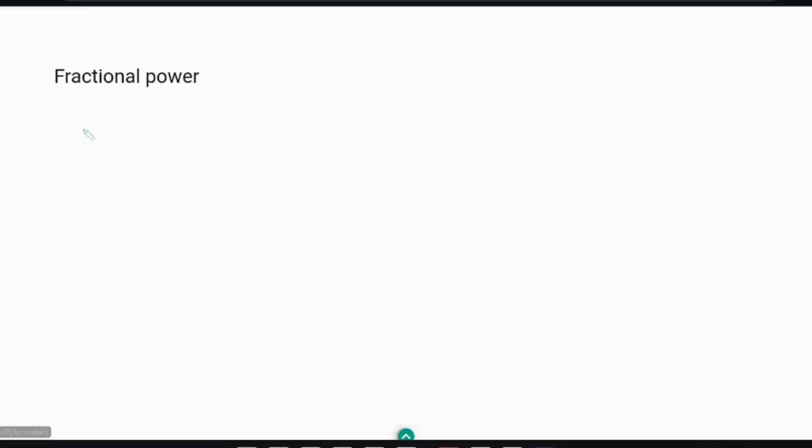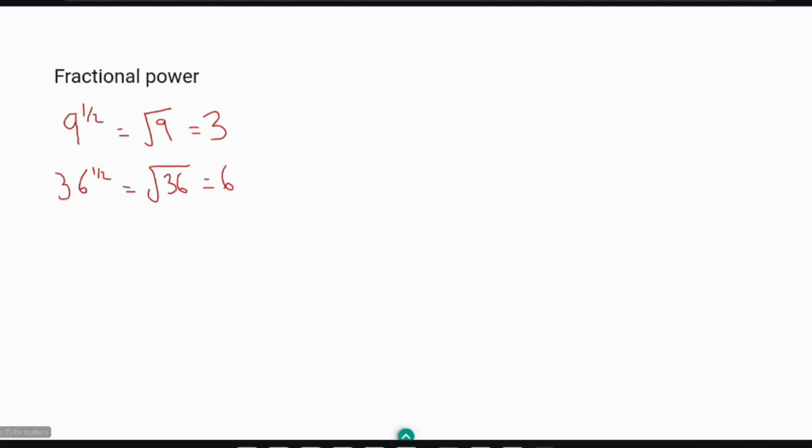Okay, fractional powers. So what do we need to remember with these? To the power half is the same as square rooting. So what would 36 to the power half be? Well, it's the same as the square root of 36, which is 6.